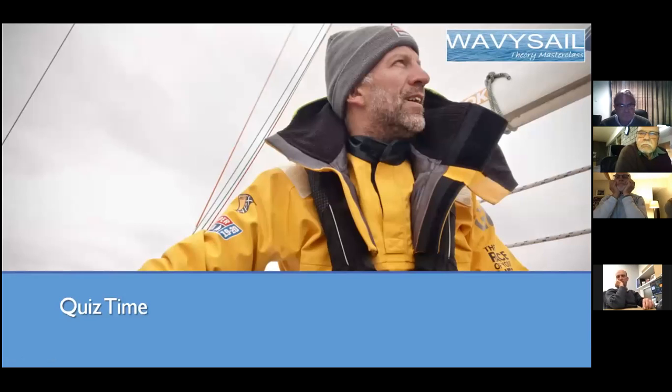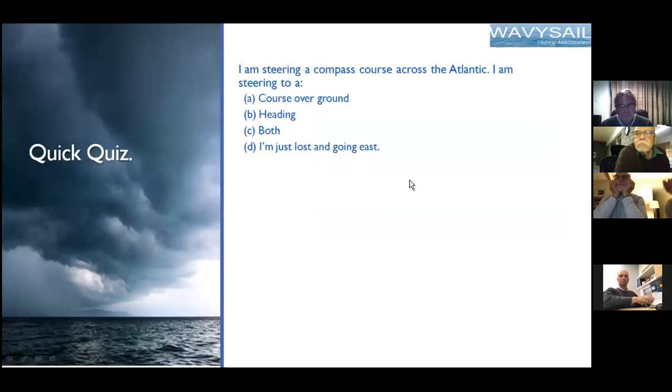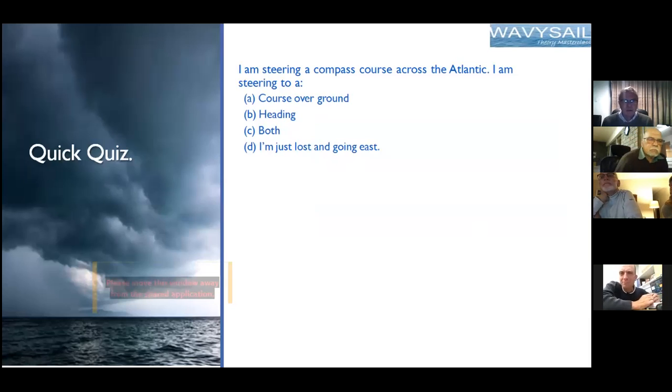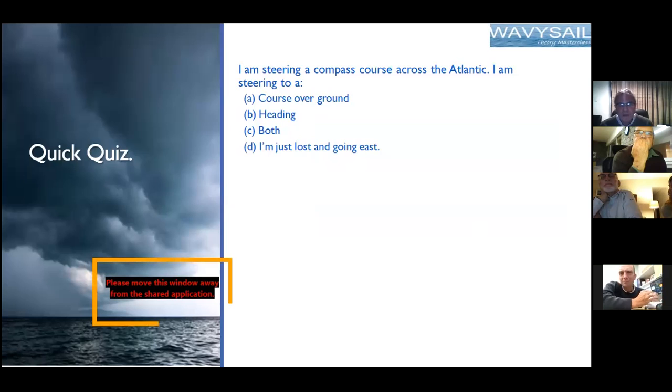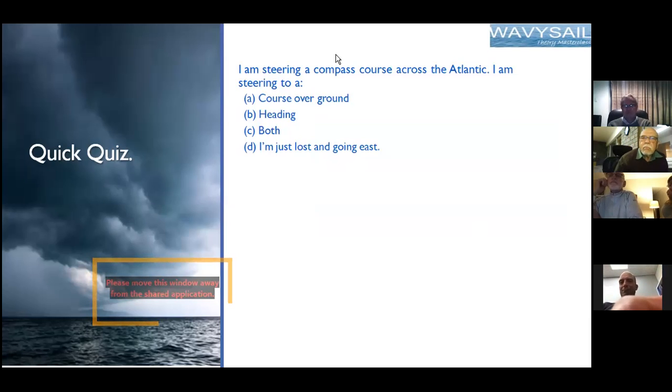Okay, let's have a little quiz, see how you guys do. If I am steering a compass course across the Atlantic, it could be across Table Bay, doesn't really make much difference, what am I steering? A course over ground, a heading, both, or I'm just lost and going east. What am I actually doing if I am steering a compass course? The key words being there, compass course.